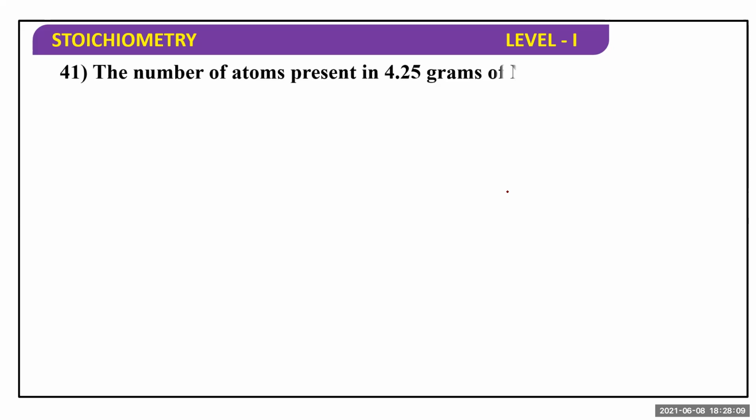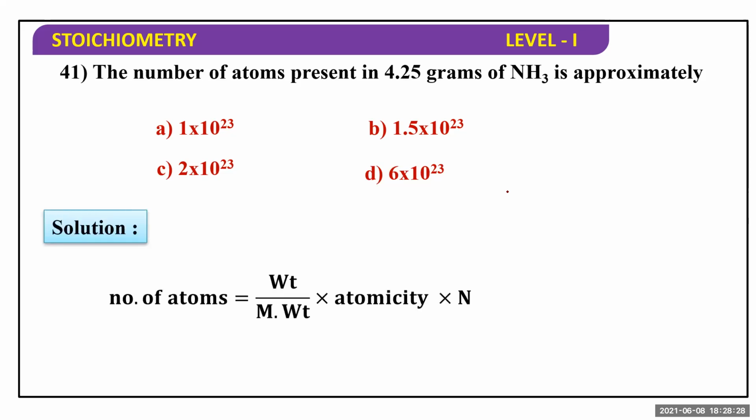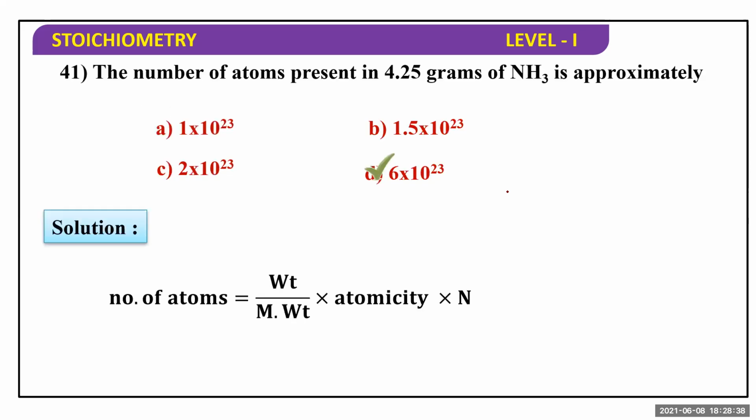The number of atoms present in 4.2 gram of ammonia is approximately... It is approximately Avogadro number. Yes. It is approximately 6 into 10 to the power 20. Okay, the number of atoms equals weight divided by molecular weight into atomicity into Avogadro number. This is 6.6 into 10 to the power 23. It is nearly Avogadro number.